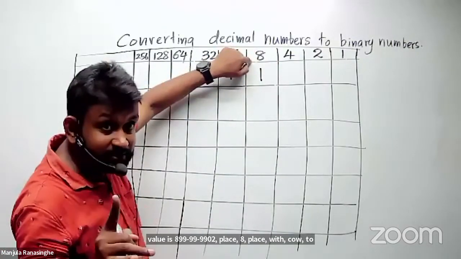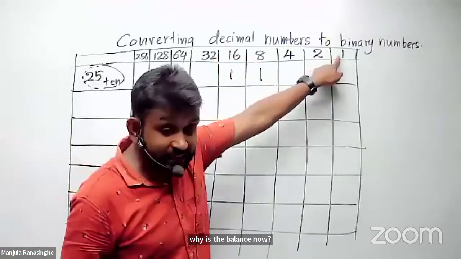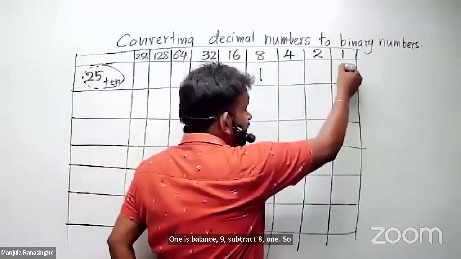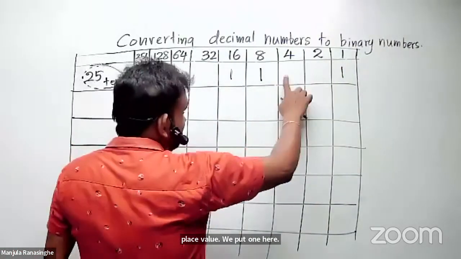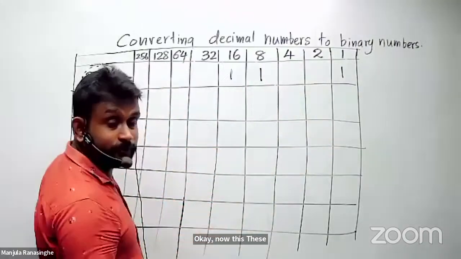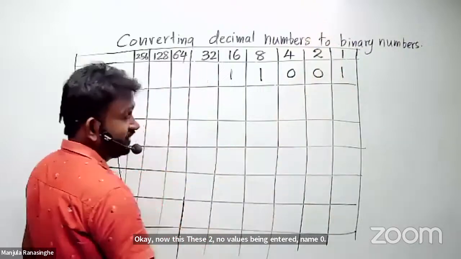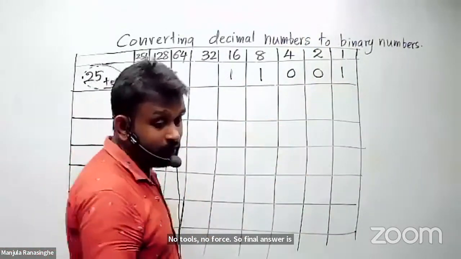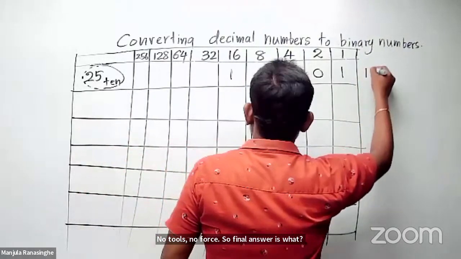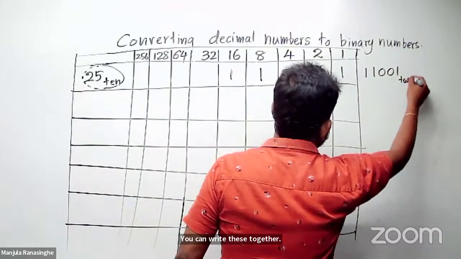So what is the balance now? 1 is the balance. 9 subtract 8, 1. So 1 is there, place value 1. We put 1 here. Okay, now these two, no values been entered, means 0. No 2s, no 4s. So what is the final answer? You can write these together: 1 1 0 0 1, base is 2.